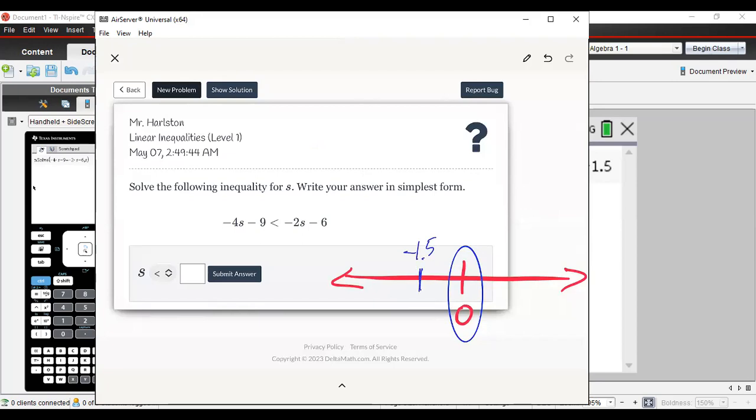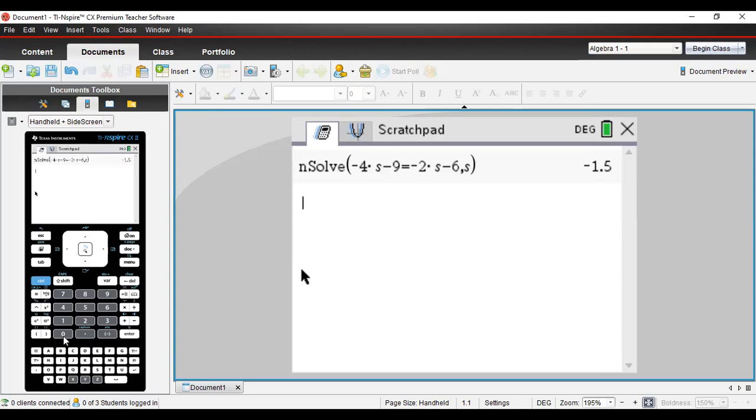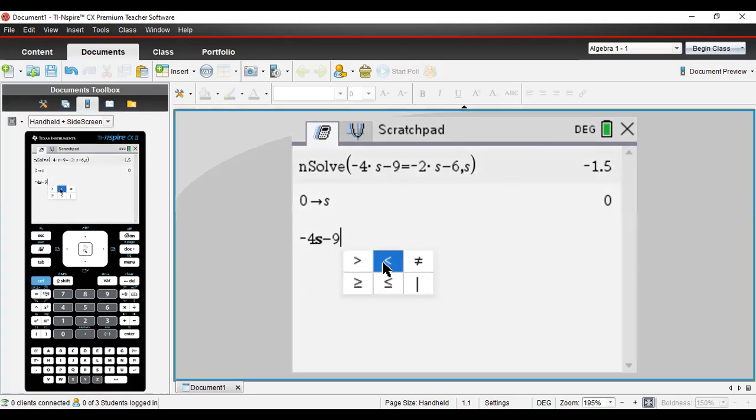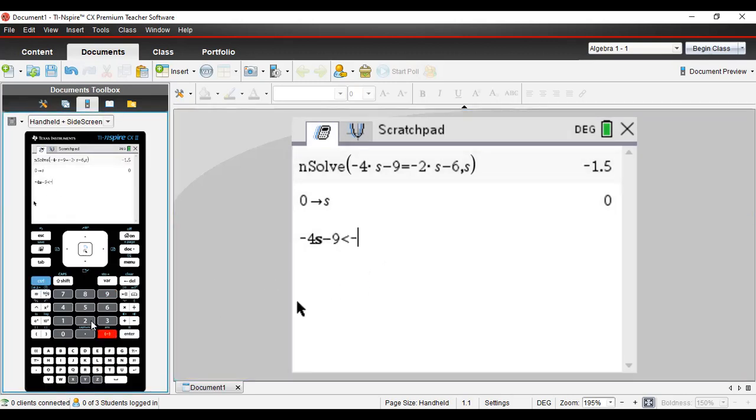Now, all we got to do is see if 0 is in the solution or not. So what I'm going to do is store 0 into S, and then I'm going to type in the original inequality, a negative 4S minus 9 is less than a negative 2S minus 6.